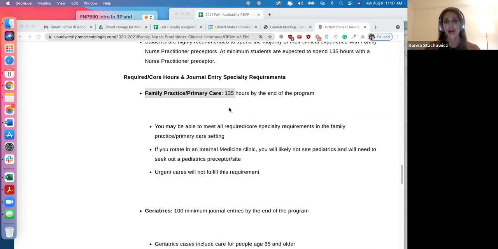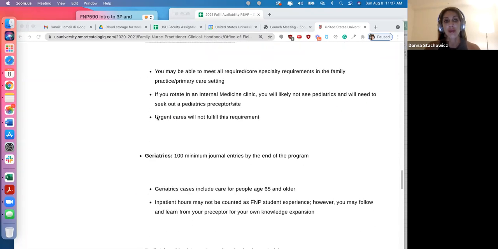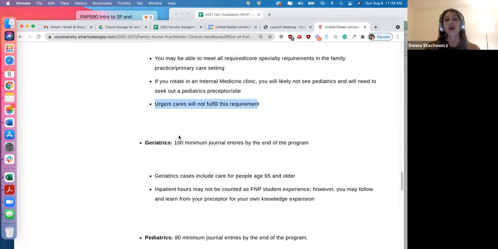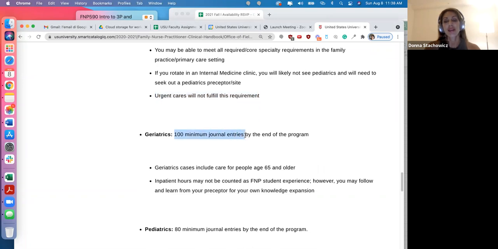So besides 135 hours in primary care, remember, urgent care does not count as primary care. You also have to do 100 entries. That means cases by the end of the program. Well, what does that mean? People wonder, does that mean 100 hours? No, it doesn't. It means 100 different patients. These patients should not be patients that you're just observing and shadowing. It's patients that you saw as the primary care provider and updated your preceptor on. So your own patients. So you have to see 100 Jerry. We count 65 and up as geriatrics.